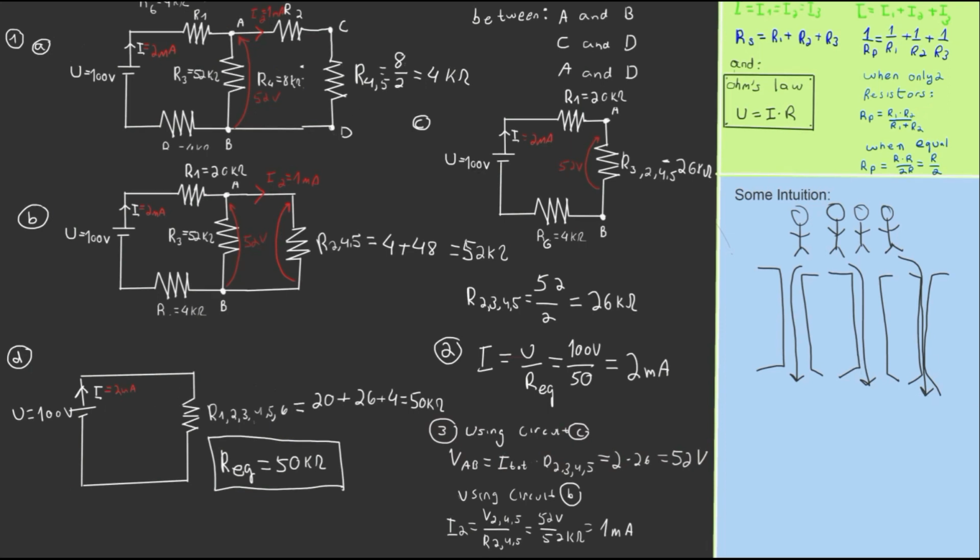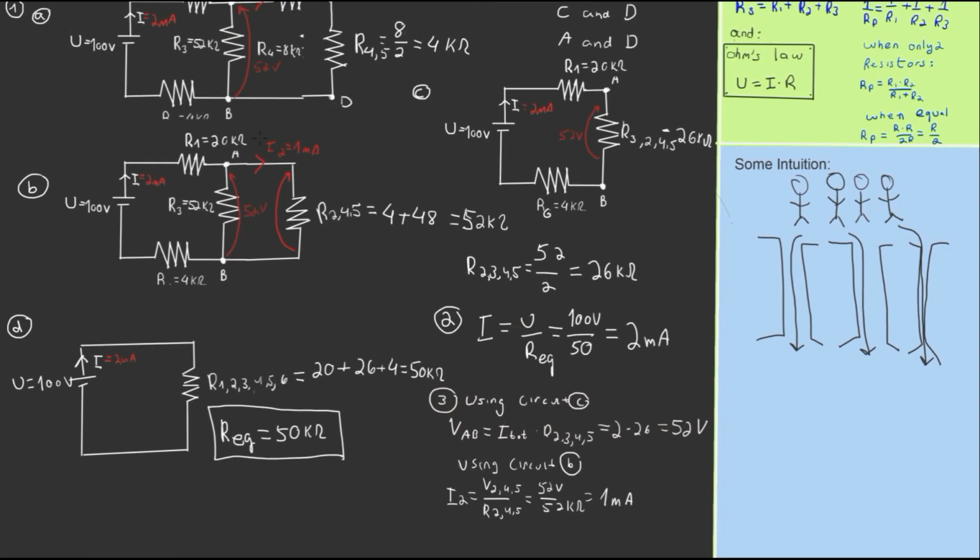Let's see if we can squeeze a bit more space out of it. Yeah, so now we can use circuit A to calculate the voltage over R45. So using circuit A, we calculate the voltage between C and D. That would equal the voltage over resistor R45, and that would be I2 times R45. That would be 1 times 4, and that equals 4 volts.